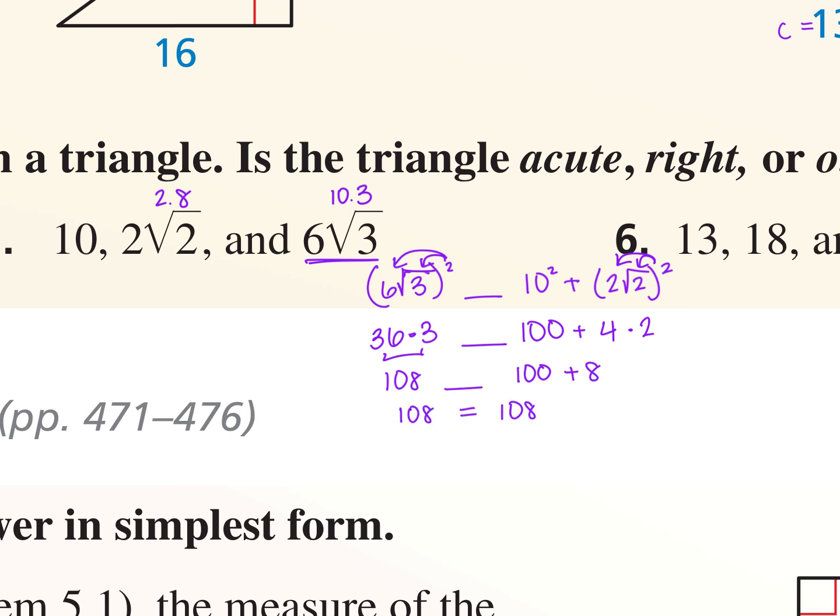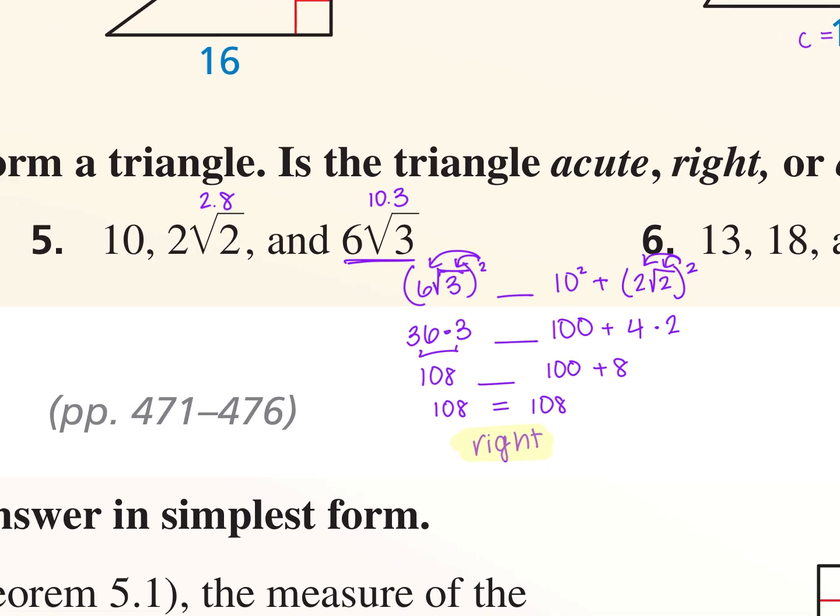So what kind of triangle is this? If they're equal, it's a right. Okay, just a refresher, the rule is if your hypotenuse is greater than your 2 other segments and they're all squared, if your hypotenuse is greater, it's obtuse. If your hypotenuse is smaller, it's acute. Okay, so just remember that.